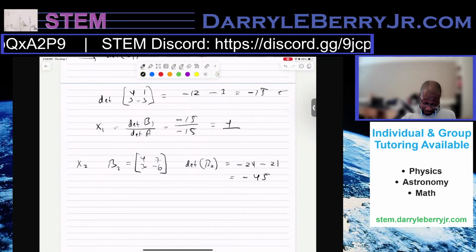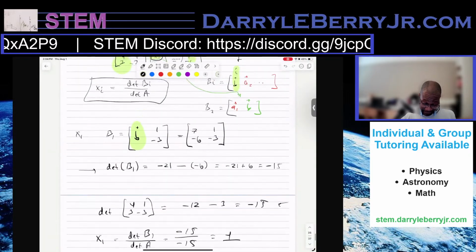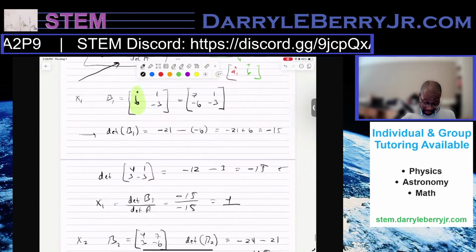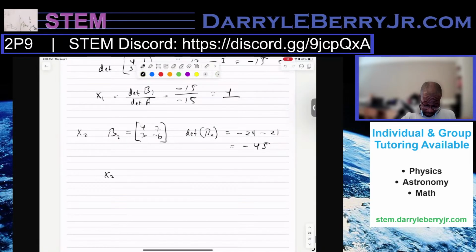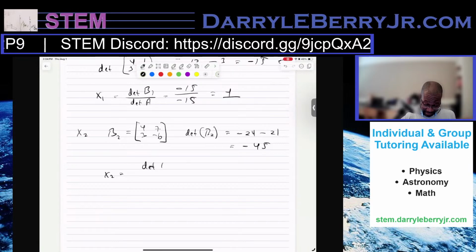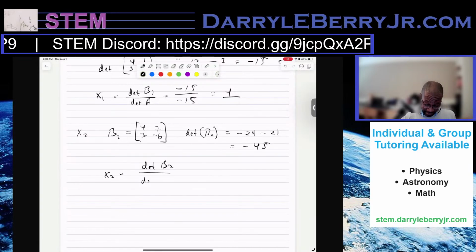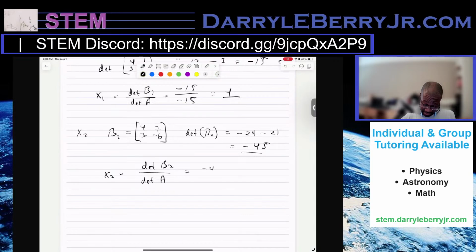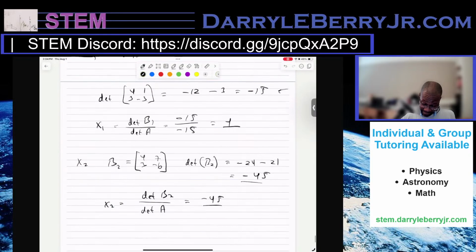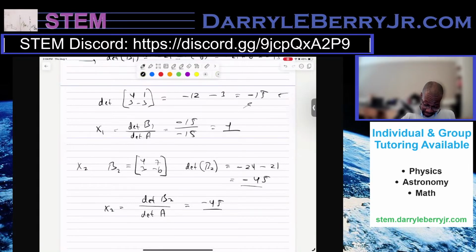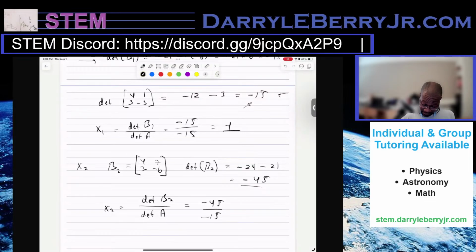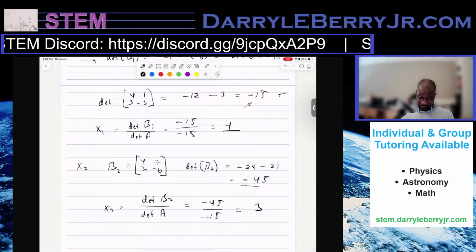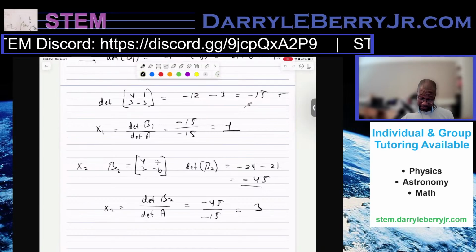So now Cramer's rule says if I want xi, I take det Bi over det A. So I want x2, so that's going to be the det of B2 over the det of A. I got my B2, that's -45. I have my det of A from earlier, that's -15. So that's going to be 3. So x1 is 1, x2 is 3.